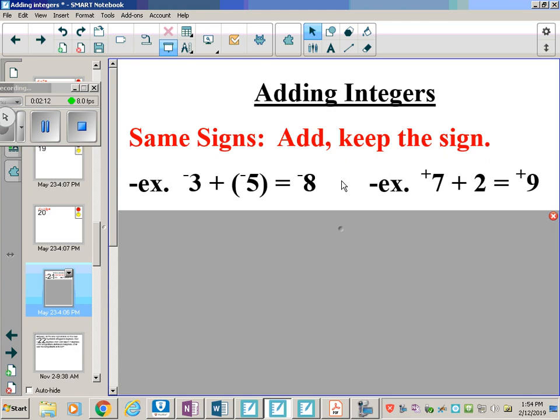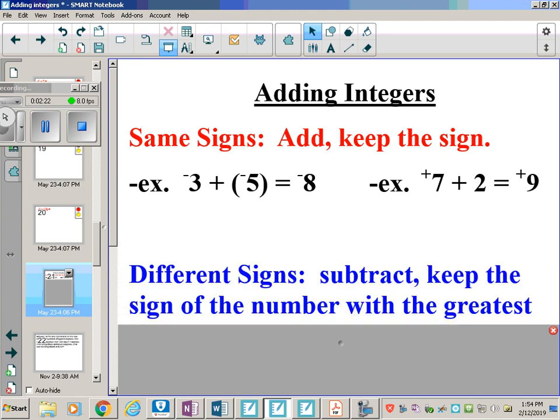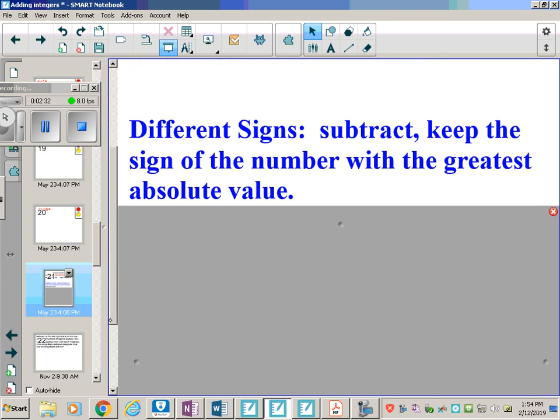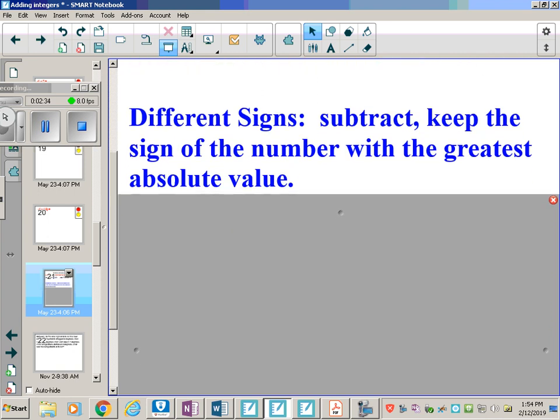Positive 7 plus 2, those are both positive numbers, so 7 plus 2 is 9, and it's going to be a positive 9 because both numbers were positive. If, however, the numbers have different signs, one negative and one positive, what you do then is subtract. Technically, what you're subtracting is the absolute values of the two numbers. So you subtract the absolute values and keep the sign of the number with the greatest absolute value.